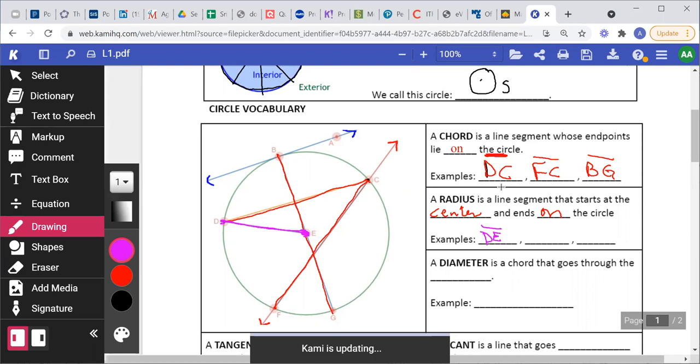Avalon, can you name one radius here? BE. Okay. B starts on the circle and E is at the middle. So this is another radius, BE. Aiden, can you name the last radius here? GE. Okay, GE. Good. So GE.